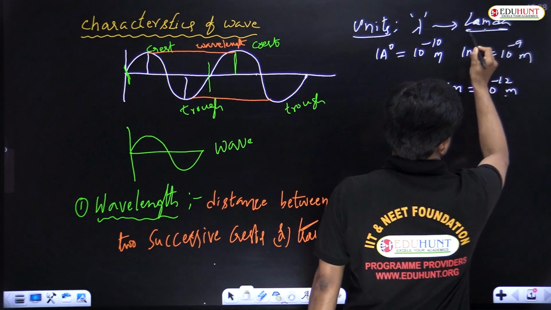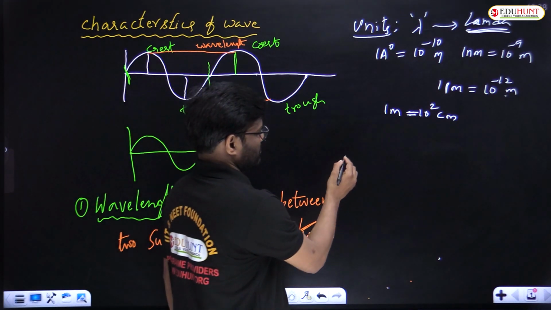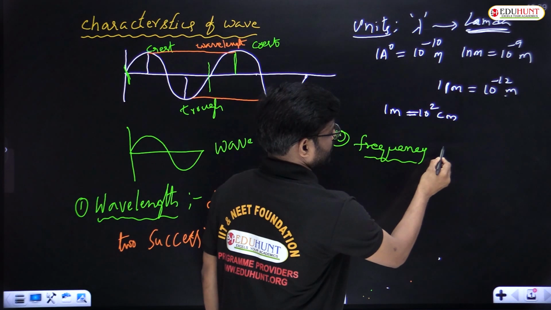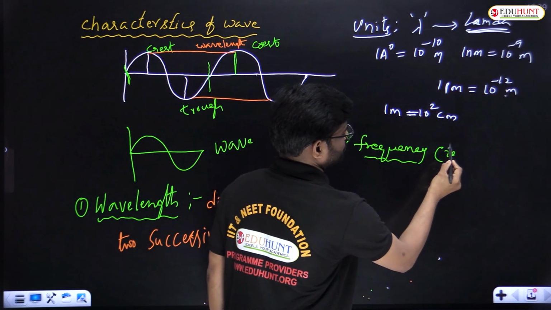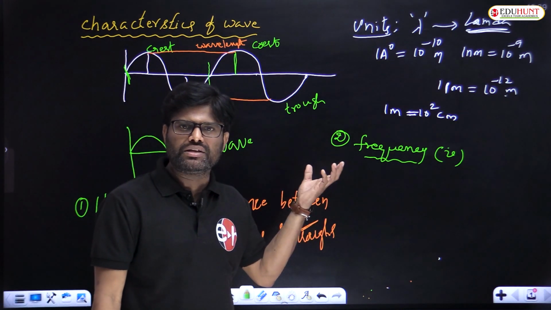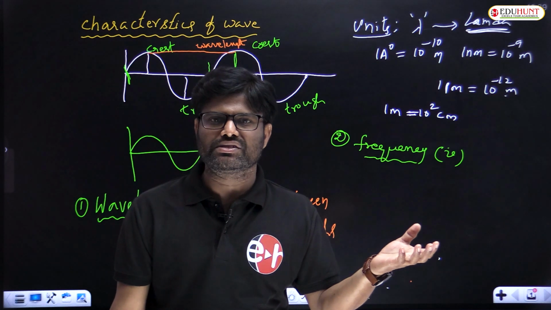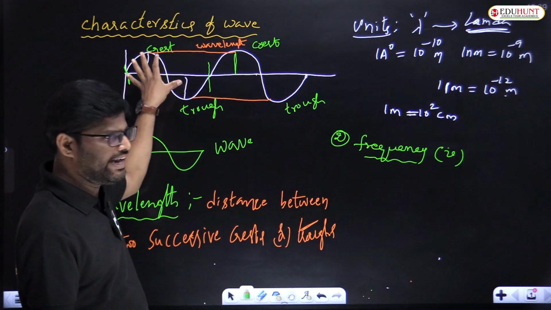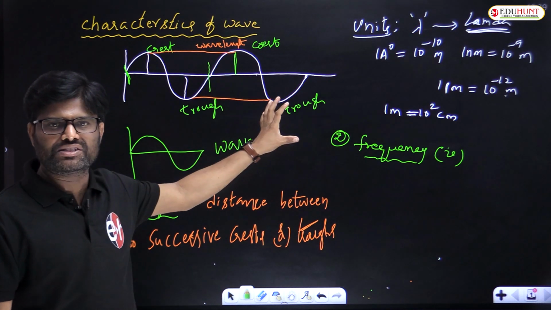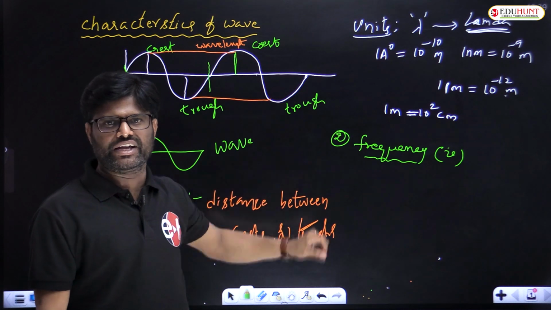This is lambda. Right, let's go to the next one. Second one is frequency. This is nu. Number of waves passed through a particular point in 1 second is called frequency. Suppose light travels in the form of wave direction. How many waves are passed through a particular point in 1 second?